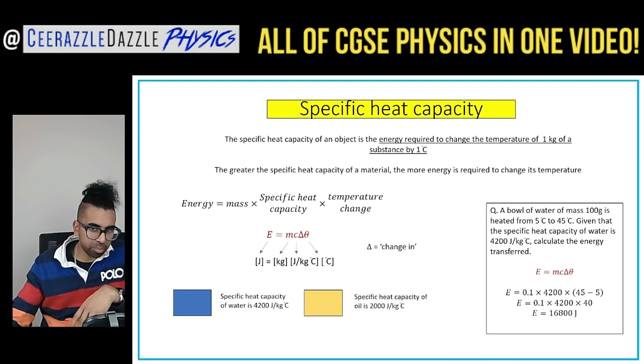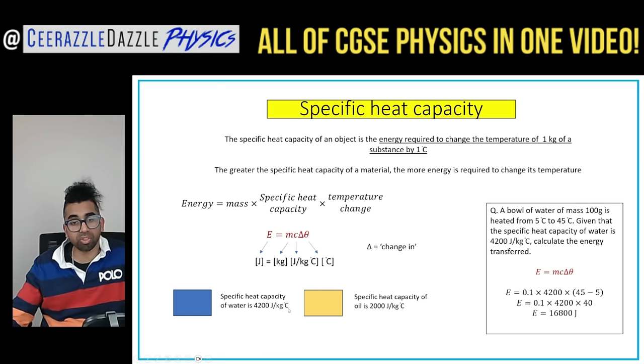So very good example at the bottom, I've got the specific heat capacity of water and the specific heat capacity of oil. We can see that the specific heat capacity of water is 4,200 joules per kilogram degree Celsius and of the oil is 2,000 joules per kilogram degree Celsius. So what does that actually mean? That means that it's going to be much easier to heat up the oil than it is for the water, because you've got to put this much energy in to heat up the water compared to this much for the oil over here. And look, my summary statement: the greater the specific heat capacity of a material, the more energy is required to change its temperature.